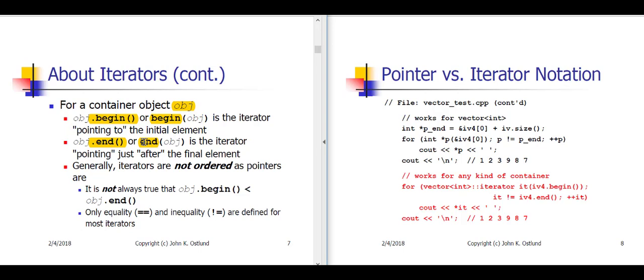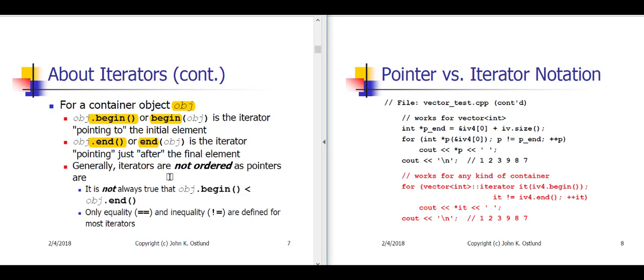Now, end, as we've seen in some examples, does not give you a, quote, pointer to, unquote, the last element. What it does is it gives you a pointer that's one past the final element in the array. So you cannot access the element of a container at the end, but you can access all of the elements of the container up to but not including the end.